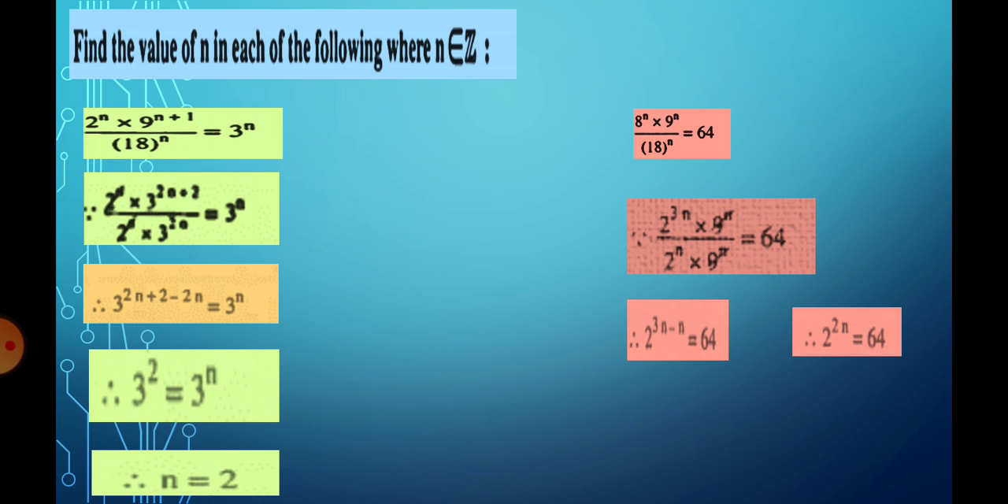We must change the form of 64 to 2 to the power something. 64 equals 8 times 8. 8 means 2 to the power 3, so 2 to the power 3 times 2 to the power 3. Then we find 64 equals 2 to the power 6. Then 2 to the power 2n equals 2 to the power 6. The bases are equal, then 2n equals 6, then n equals 3.